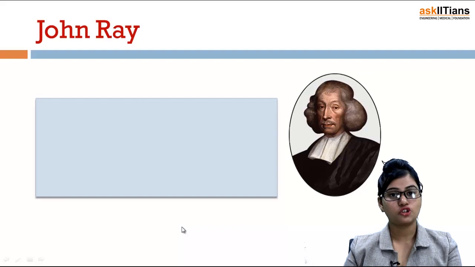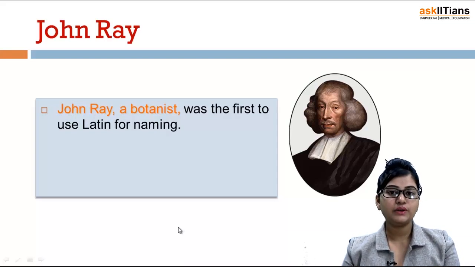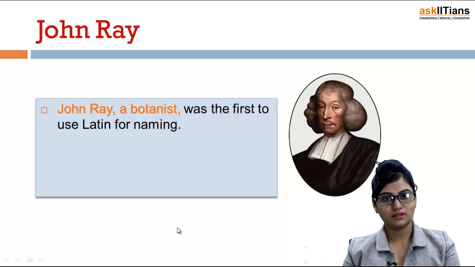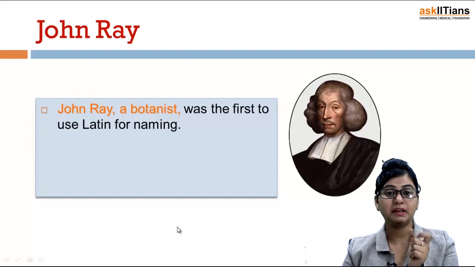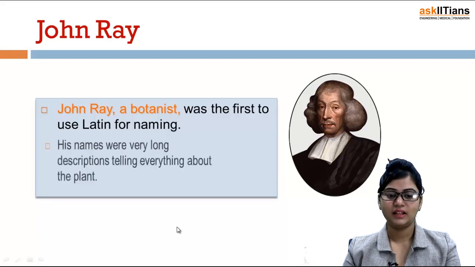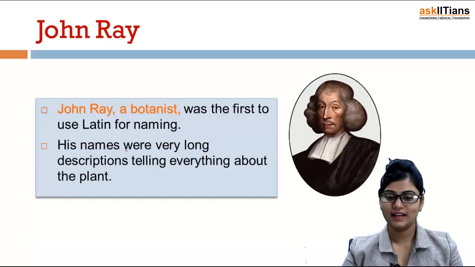Then came the scientist John Ray. John Ray was a botanist and he was the first to use the Latin name for naming. Today we are using Latin names while naming plants and organisms to make the naming process universal. So this Latin name was introduced by John Ray. His names were very long, in fact, because they tell about the description of everything about the plant.